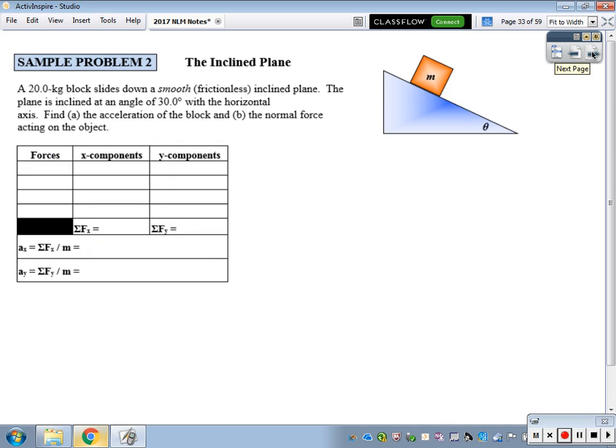Okay? So, sample problem number 2. We are going to have this change a little bit, but what I'd like you to do, take a minute, go ahead and read the problem, and all I want you to do is just draw your free body diagram. Pay close attention to the verbs and adjectives placed in that problem.